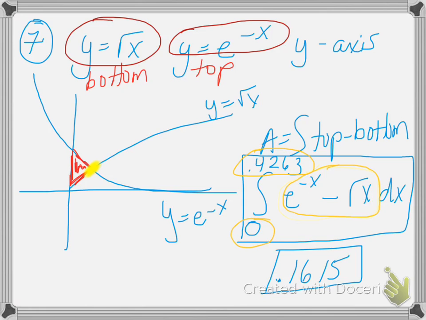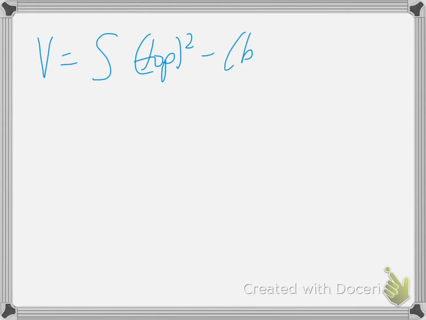So remember, this is a 9-point question, so that would have been 3 points right there, and that's not so bad. Okay, for part B now, we're going to have to work on volume. Okay, so remember that the formula for volume is going to be the integral of the top squared minus the bottom squared dx. The only thing is that this is going to revolve around the line y equals -1.